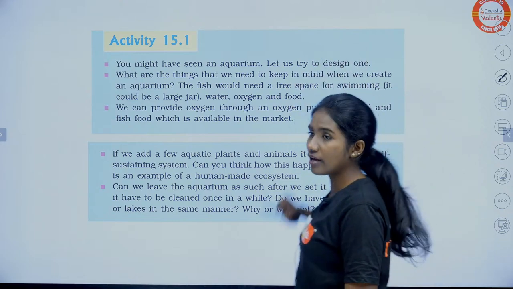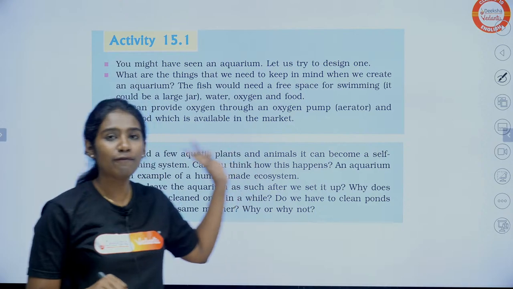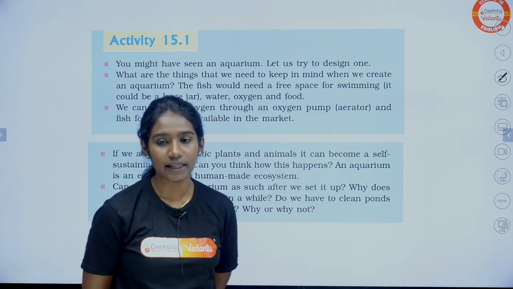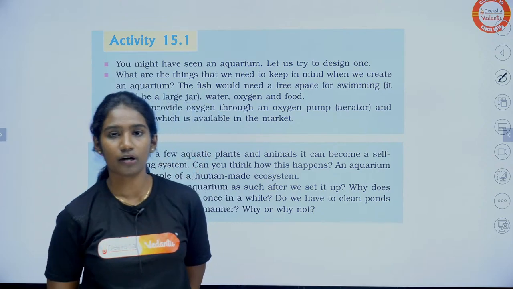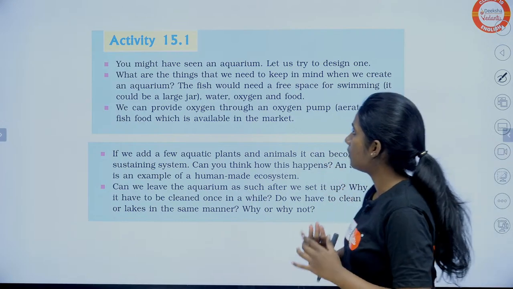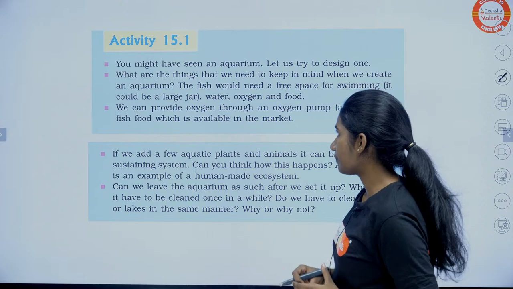Like I told you, now we have come to the last chapter, that is our environment chapter. We'll quickly finish the activities that are present in this chapter, and then at the end I will do the dihybrid cross. Okay, fine. So now, let's study the first activity.